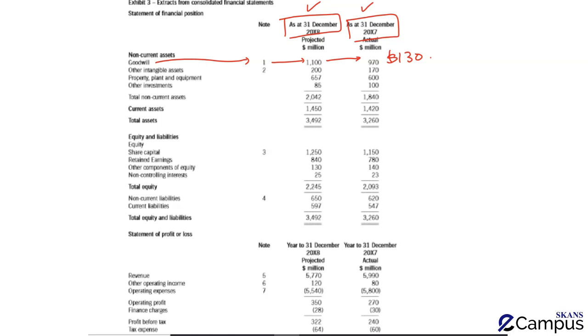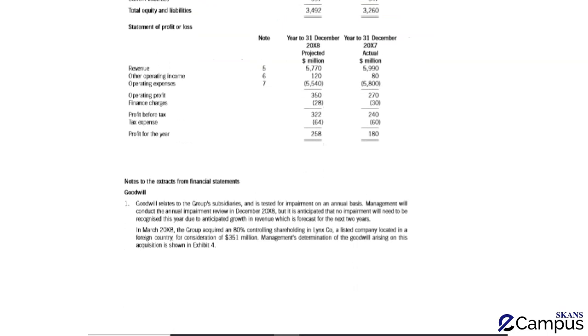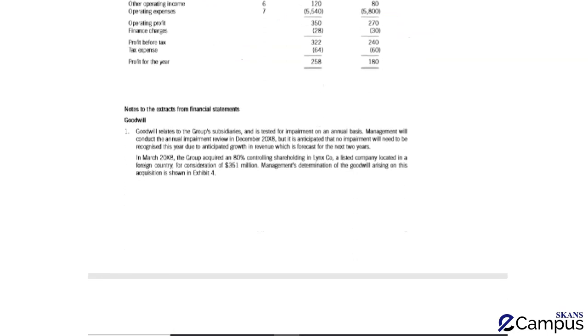So I'm not looking at any further information right now. I'm just going to be reading through this at the moment. Okay, so let's go to note number 1.